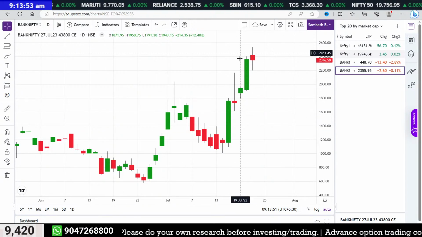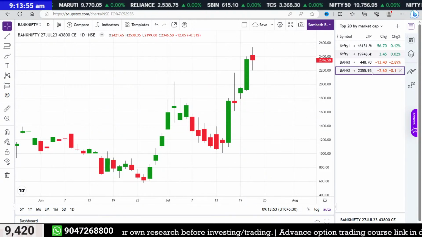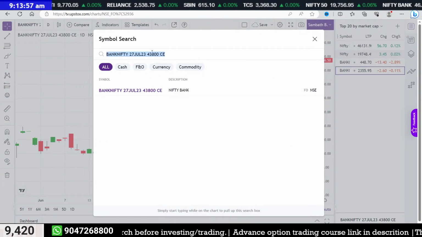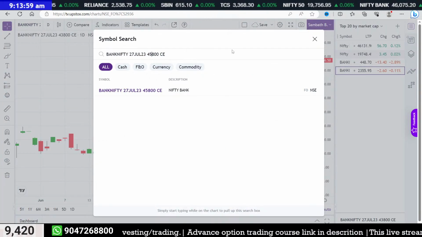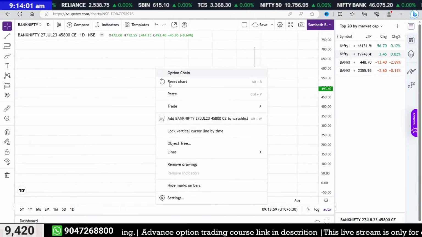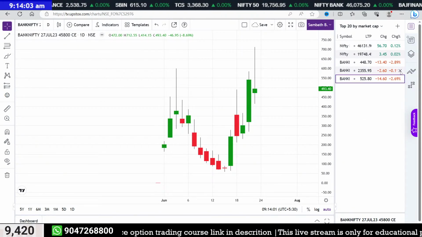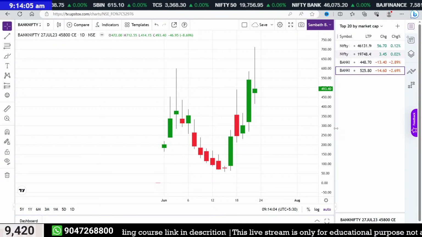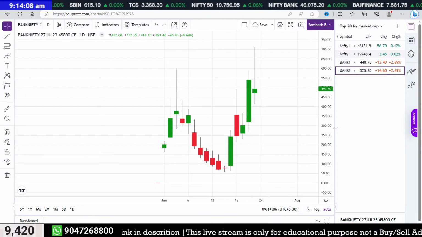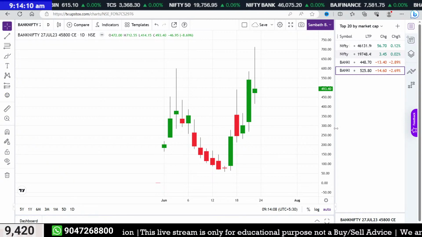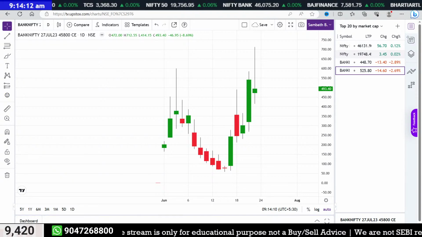On the daily time frame, it looks like a spinning top. The 45,800 is an inverted hammer. In both, the premium is nearing the 450 to 500 level. So by the open, we'll be getting that exact premium.